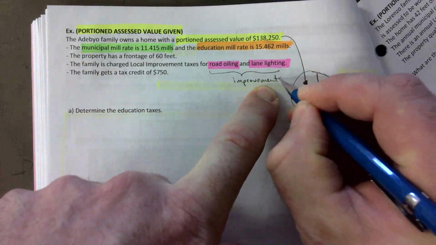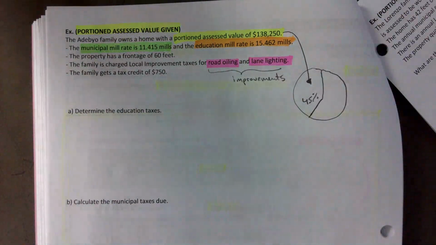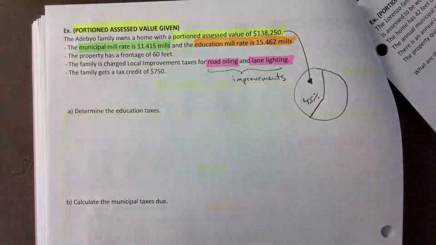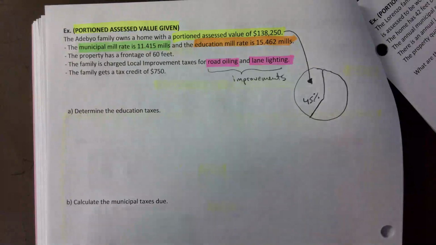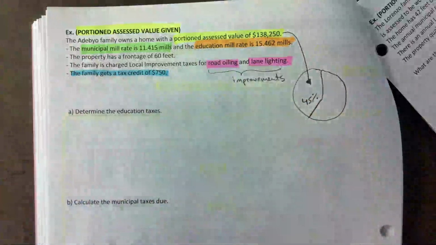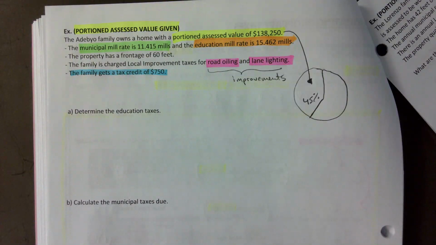Improvements. Okay? And there's a credit. There's also a credit here for $750. You know what? I'm running out of highlighters here. But I'm just going to say that credit comes in at the very end. Okay? We're going to subtract that amount from what we owe them at the end of the day.